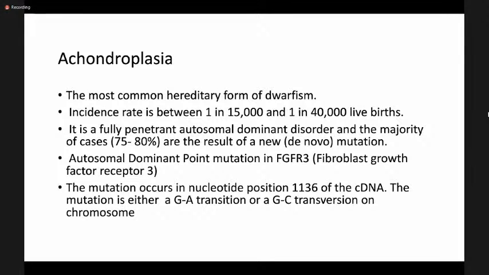mutation. As we mentioned earlier on, the autosomal dominant point of mutation is FGFR3, which stands for fibroblast growth factor receptor 3. The mutation occurs in nucleotide position 1136 of the cDNA, a G to C transversion on the chromosome.